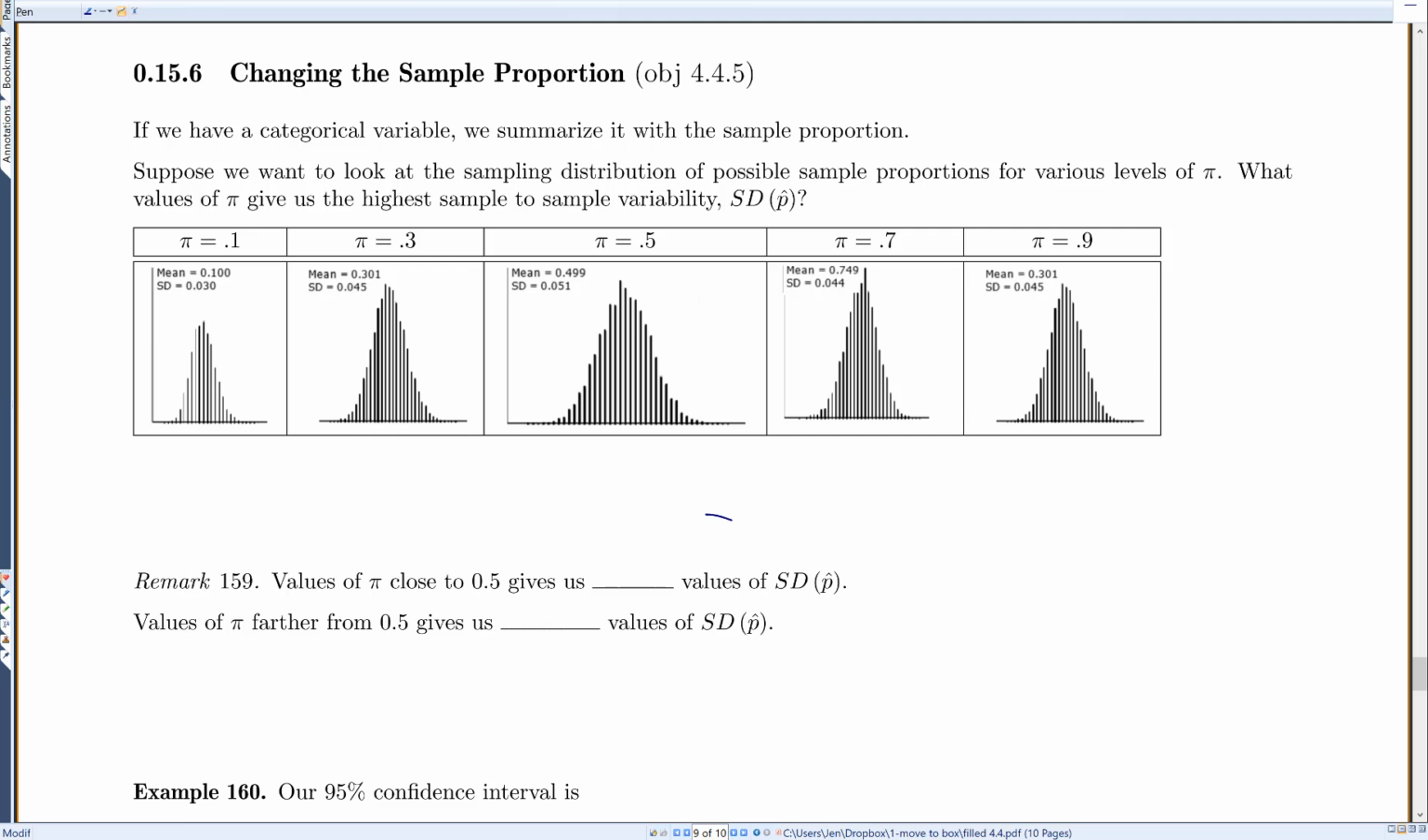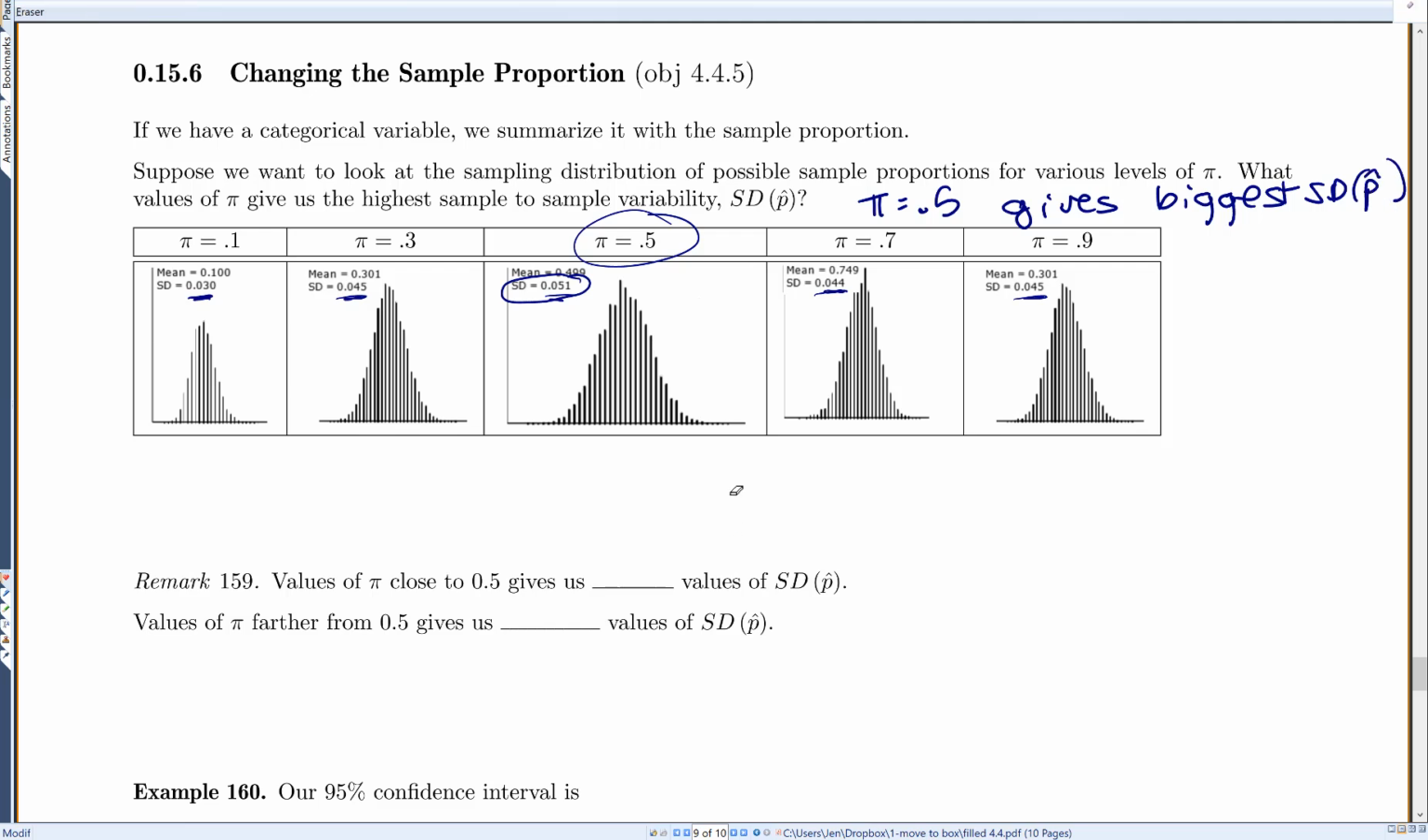So if pi equals 0.1, my standard deviation of my possible sample proportions is 0.03. When pi equals 0.3, my standard deviation is 0.045. When pi equals 0.5, my standard deviation is 0.051. For pi equals 0.7, we're at 0.044, and pi equals 0.9, we're at 0.048. So you can see the biggest standard deviation is here at a population proportion of 0.5. So pi equals 0.5 gives us the biggest standard deviation of p hat.